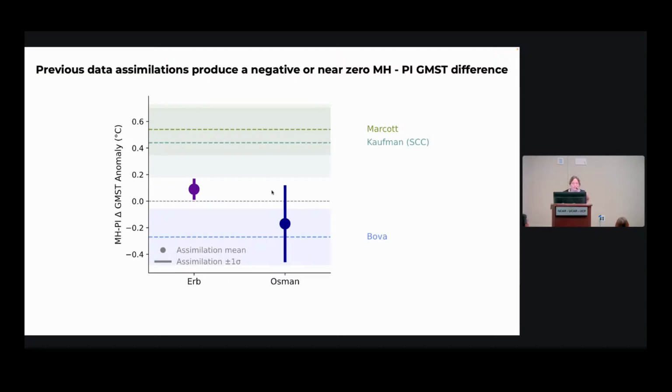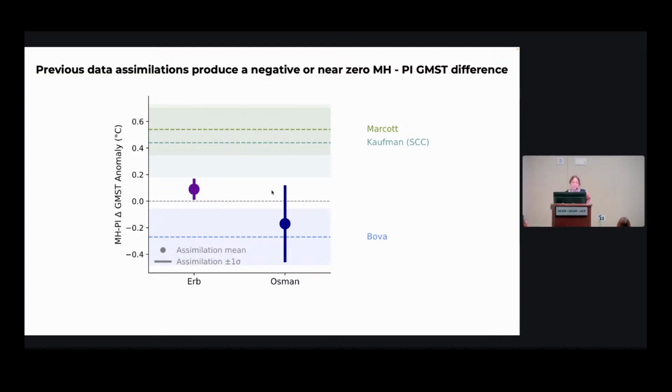I'm sorry, the shading on some of my things is not showing up very well here. You'll just have to trust me. We can look at these lollipop sticks here, which are two data assimilation efforts from the mid-Holocene to the pre-industrial. We have mid-Holocene to pre-industrial global mean surface temperature anomaly on the y-axis.